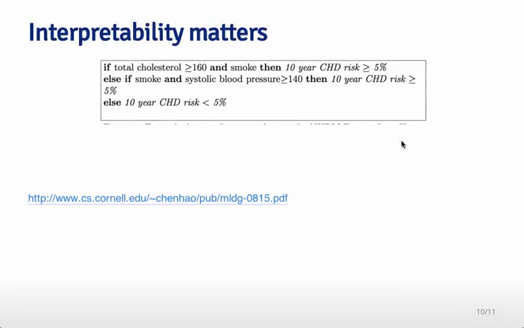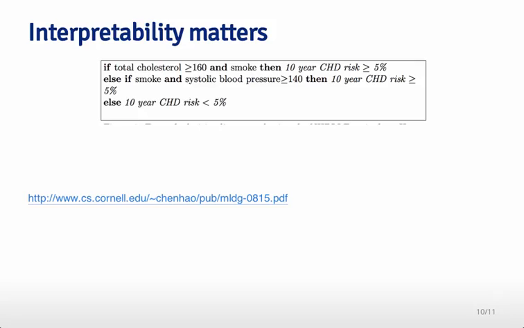Interpretability often matters. For example, in medical studies, this is a paper that studied how some physicians prefer prediction rules that look like this. They look a little bit like decision trees. In other words, you start off and say, if total cholesterol is above a particular value and you smoke, then you get a certain outcome. Those if-then statements can be very interpretable to some people, and that's another reason why people like decision trees. That can matter more or less depending on the purpose of your algorithm.